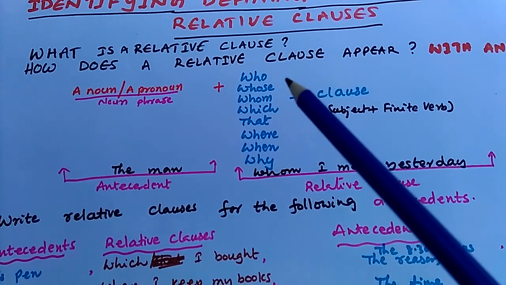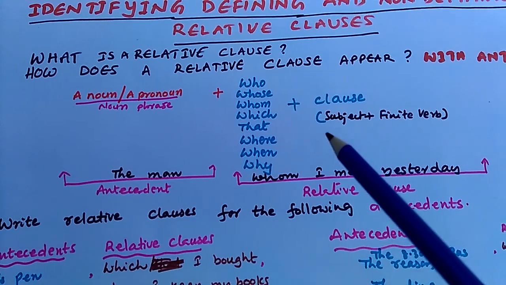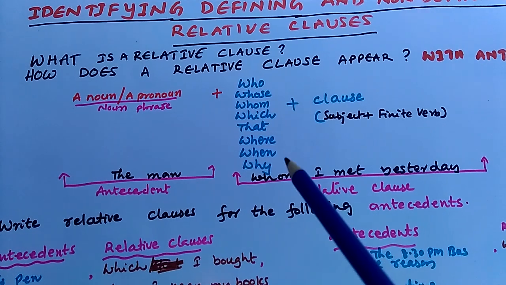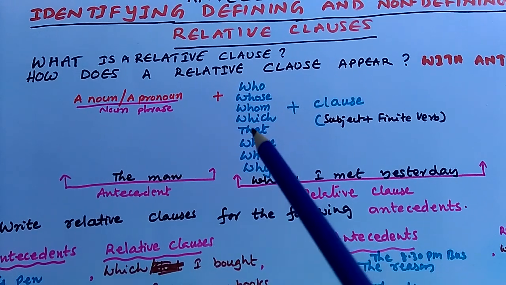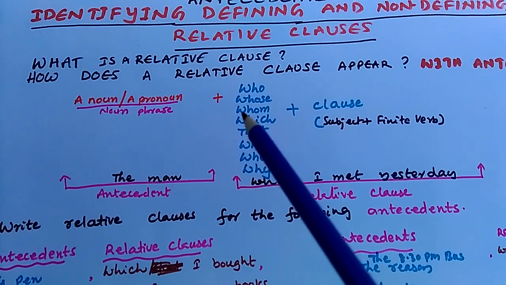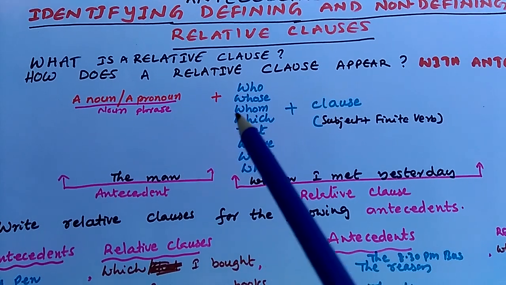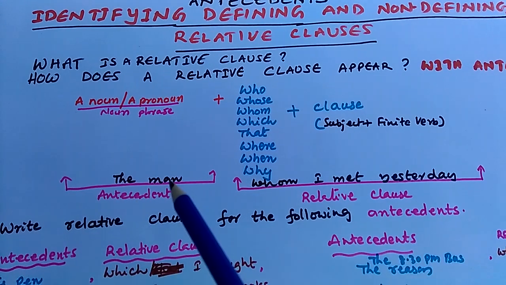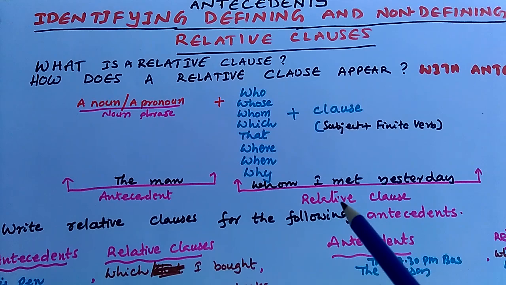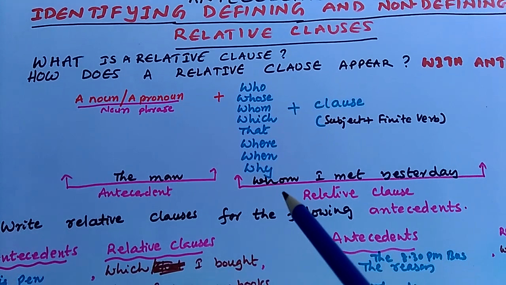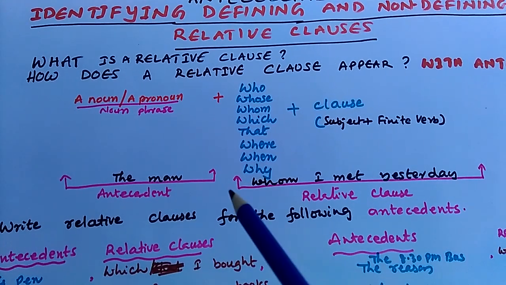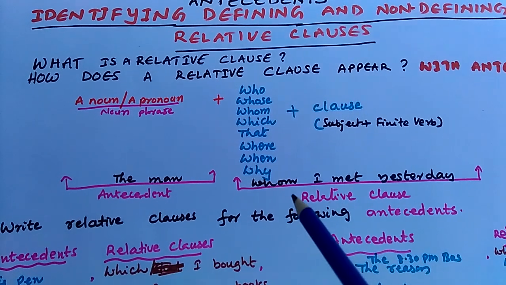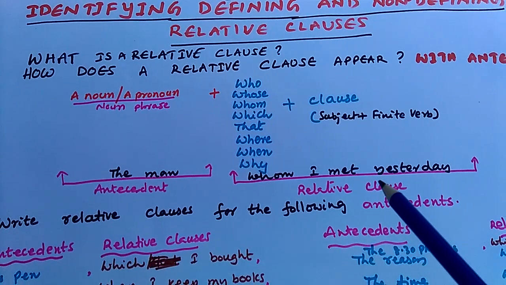Merely having these words before a clause, we cannot call the clause a relative clause unless there is a noun phrase before it. That means the noun phrase which exists before this clause is called the antecedent. Here the man is an antecedent. So whom I met is a relative clause, whereas this man before this clause is called the antecedent. Without antecedents, this clause cannot be called a relative clause.